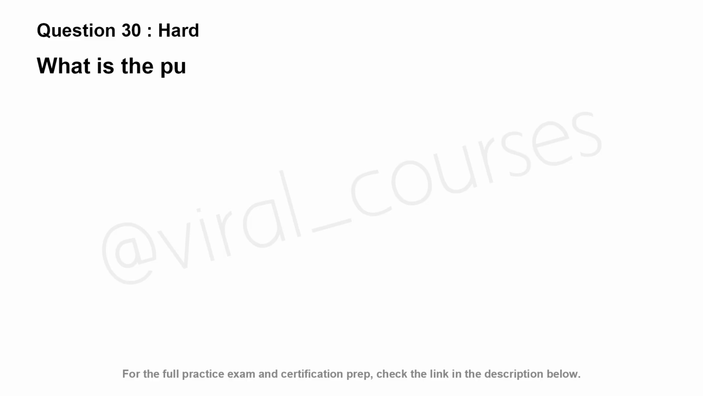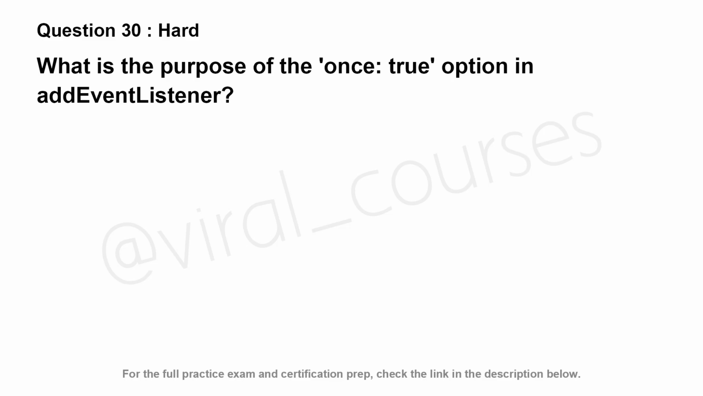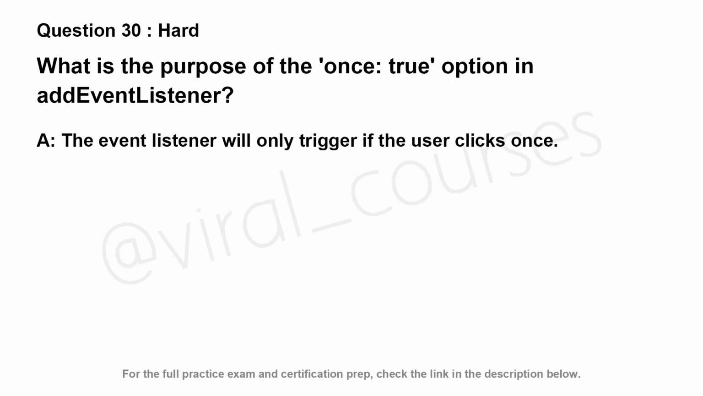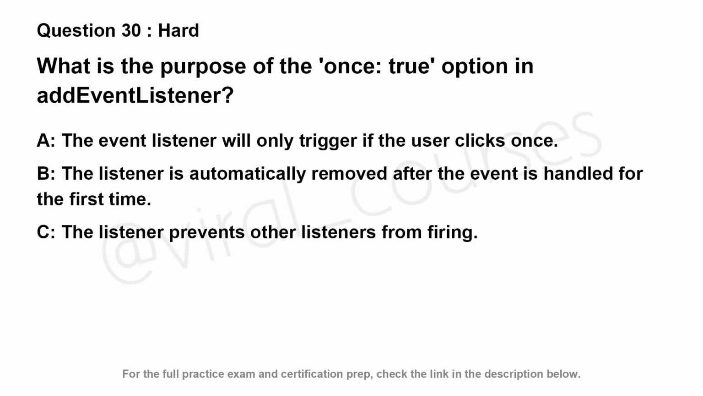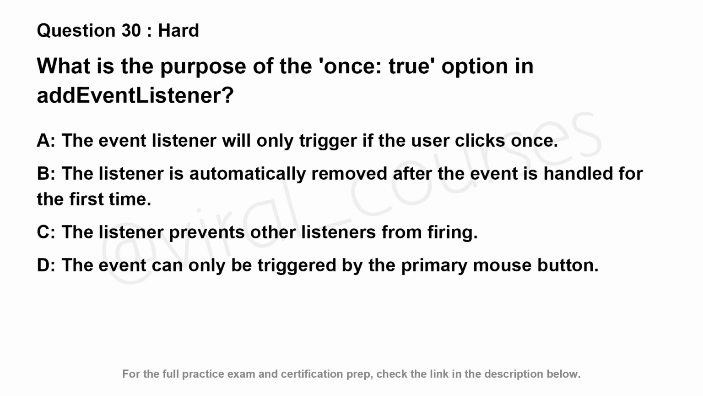What is the purpose of the once: true option in addEventListener? Option A, the event listener will only trigger if the user clicks once. Option B, the listener is automatically removed after the event is handled for the first time. Option C, the listener prevents other listeners from firing. Option D, the event can only be triggered by the primary mouse button.